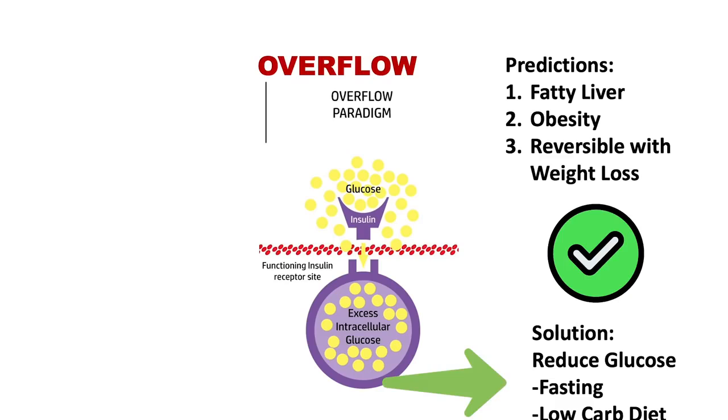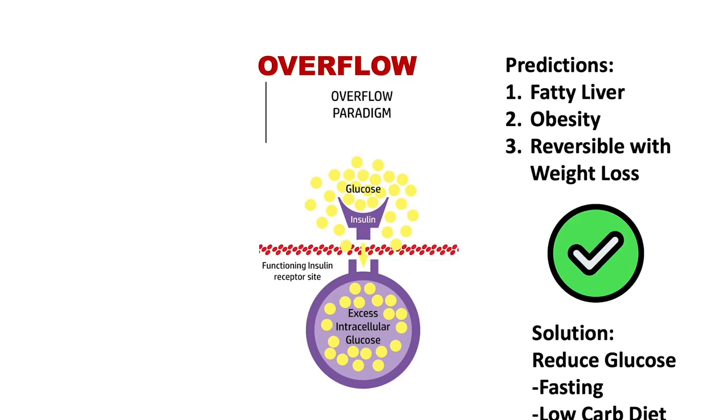The solution then is to get rid of the glucose, not just within the blood, but within the entire body. And these would be fasting, low carbohydrate diets, and weight loss. And those things should in fact start to reduce the insulin resistance, and recent research has shown that that's exactly what they do. So this overflow paradigm seems to be a much more precise way of thinking about insulin resistance.